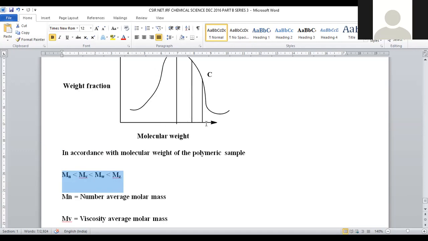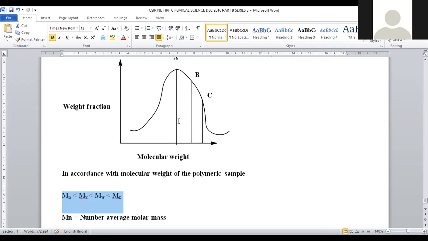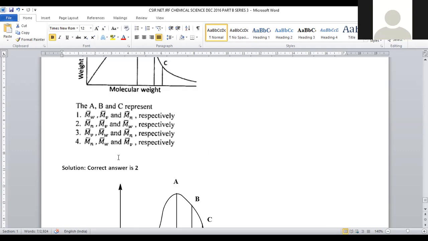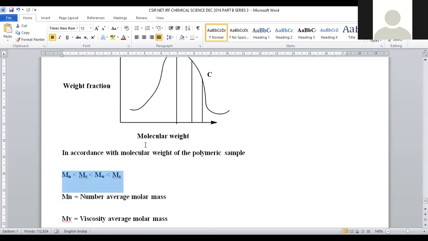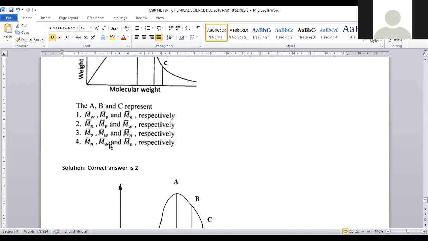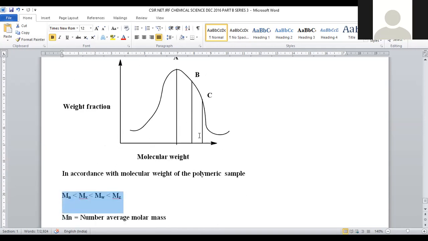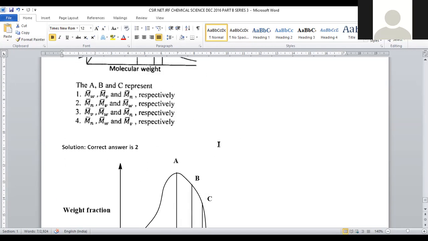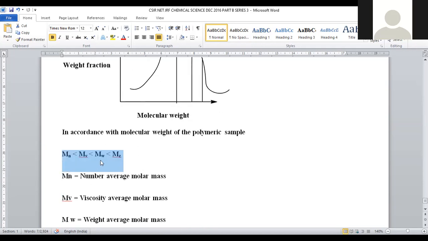So molecular weight is taken on the x coordinate, right? Highest will be given for what? Mz. But within the options, Mz is not given. After Mz, what is the term we have? Mw. So the highest distance is given for Mw, right? So Mw is given for C, because as we move towards the right-hand side, gradually molecular weight increases. So here the highest value is given for Mw.